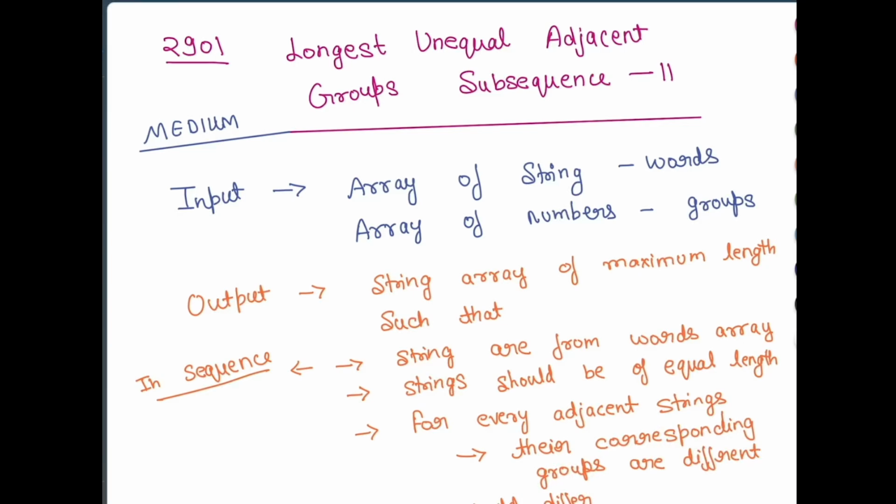In this video, we are going to solve the LeetCode problem of the day, and the problem is Longest Unequal Adjacent Groups Subsequence Part 2. Now we have already solved part 1 of this problem yesterday and it was of easy level, but today the problem is of part 2 and it is of medium level.